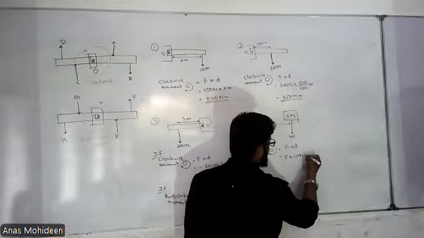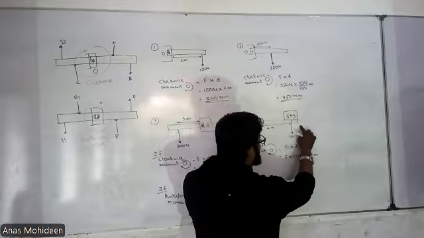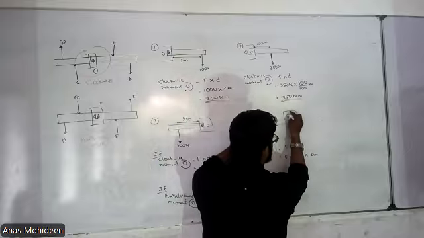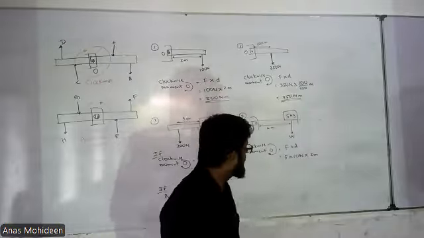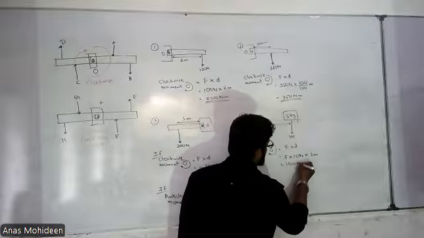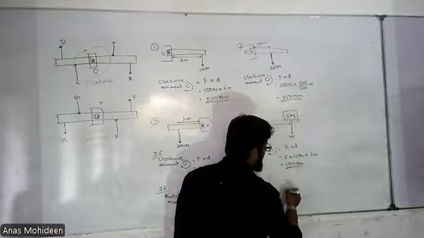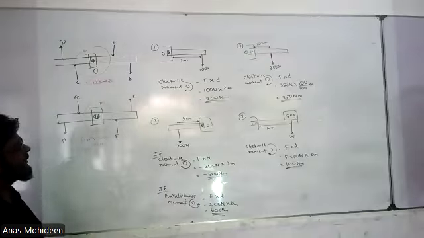Into what's the gap? 2 meters. The gap is measured between the points; from the center point only the force is acting down. The weight will be acting down from the center. So 5 into 10, 50 into 2, 100 newton meters. Understood? Is that clear? Fine, so we're going to write it down.